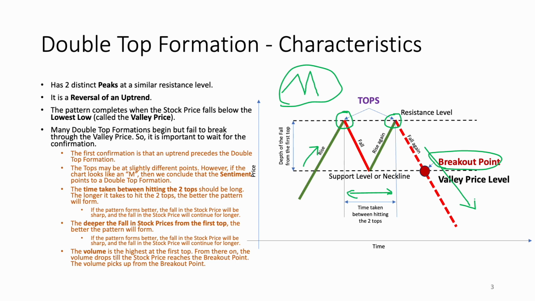And also we should look out for the depth of the fall, that is, how much the stock falls between the first high and the first low. If this time taken is more, then the double top is confirmed, and we should know that the double top will continue for a very long time. Also, if the depth is more, then the double top is more or less confirmed, and the more the depth, the longer the double top formation will continue. That is, the downtrend will continue for a longer time and will reach a new low level.